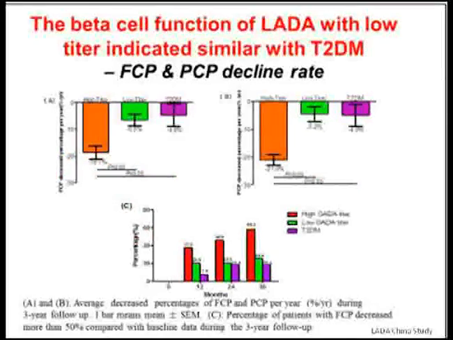And from this graph it is seen that type 2 diabetes, which is purple in color, resembles those patients who had LADA of a low titer group, both in the level of the fasting C-peptide and the postprandial C-peptide. And the proportion of patients with a fasting C-peptide decrease of more than 50% was highest in the high titer group.